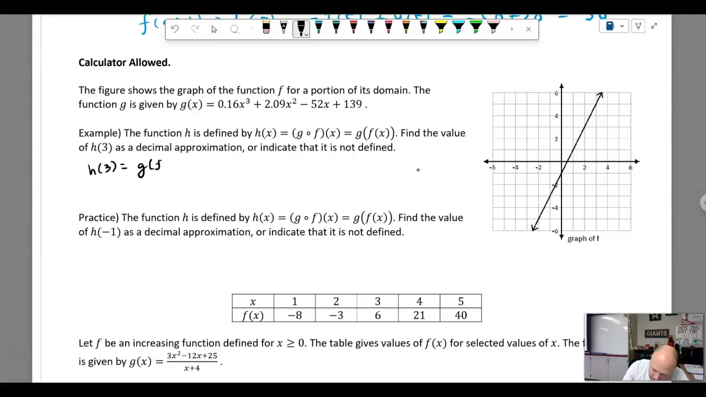So g of f of 3. And so I'm going to go to f first. So I use my graph first. So f of 3. Well, if I look at 3, which is right here, and I go up to my graph, I get 5. So g of 5.